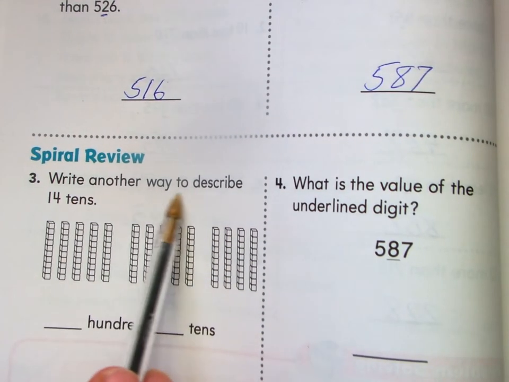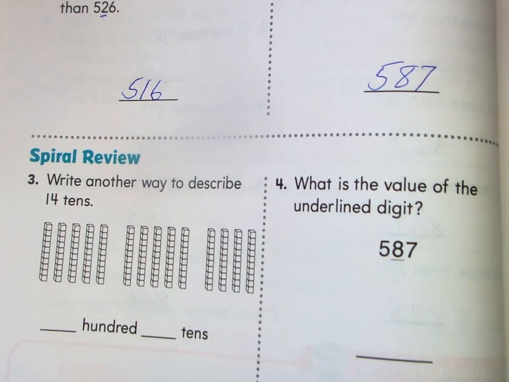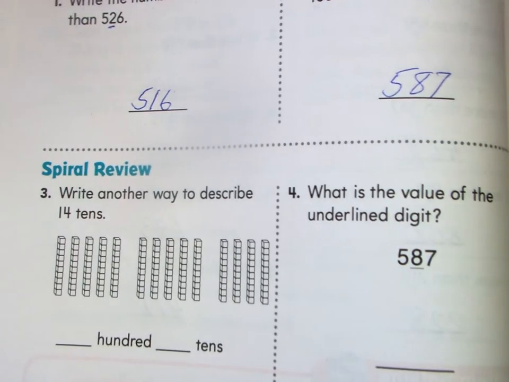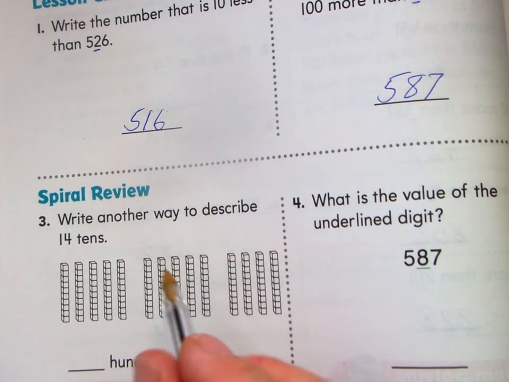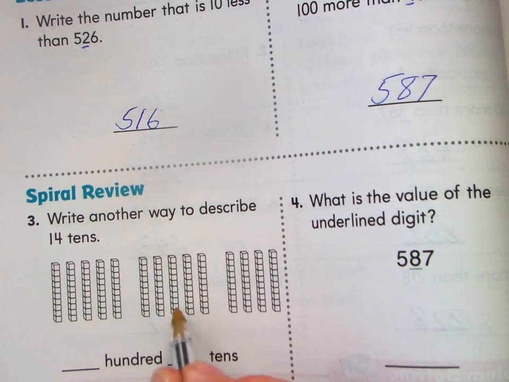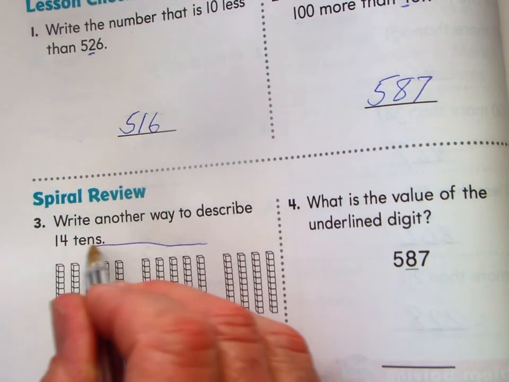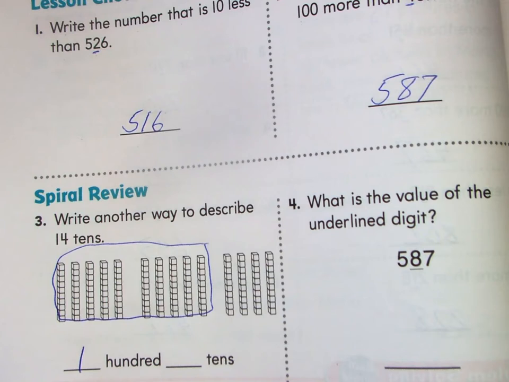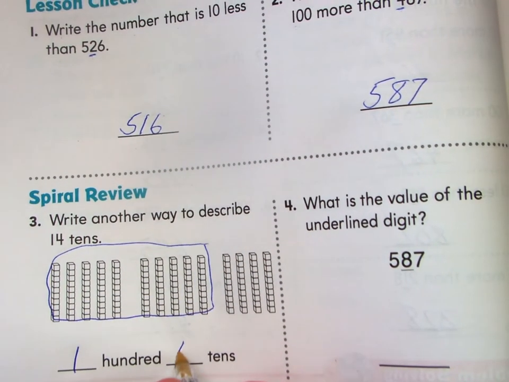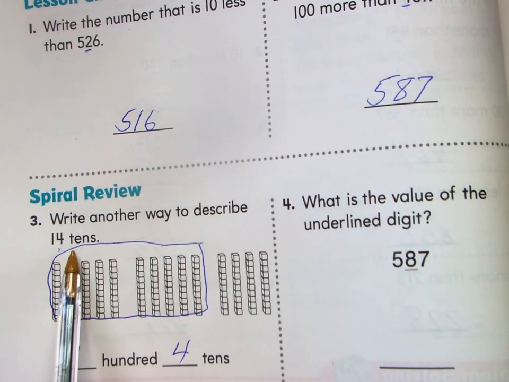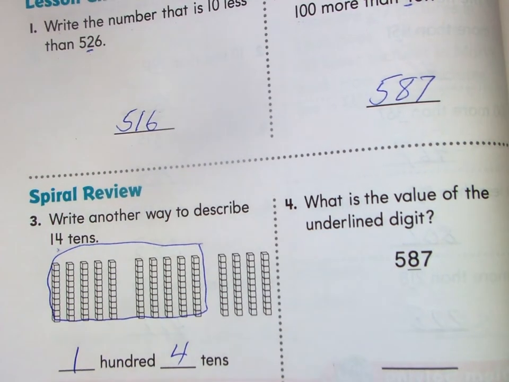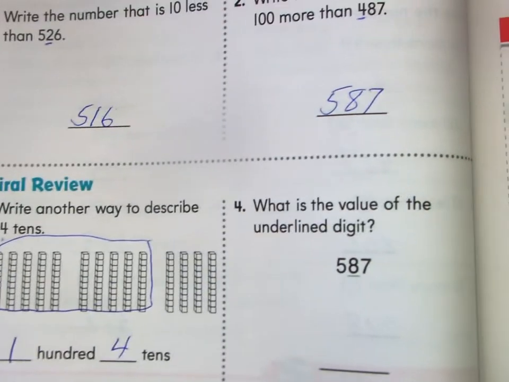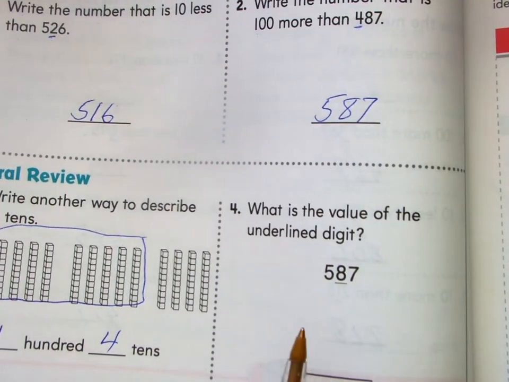Write another way to describe 14 tens. Escriba otra manera de describir 14 decenas. Well, 14 decenas, ¿qué puedes hacer? Tú puedes hacer una centena. You can make 100. How many tens? 5 and 5 is 10. Isn't that 100 now? So we have 100. Tiene una centena. And how many tens? 4. 14 tens equals 1 hundred 4 tens. That's pretty easy, isn't it? 104 tens.